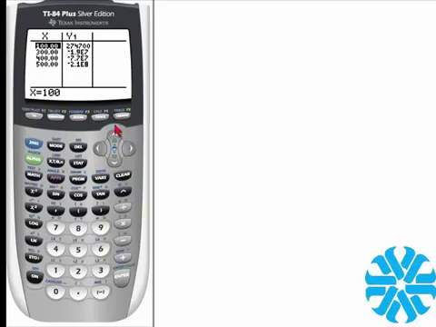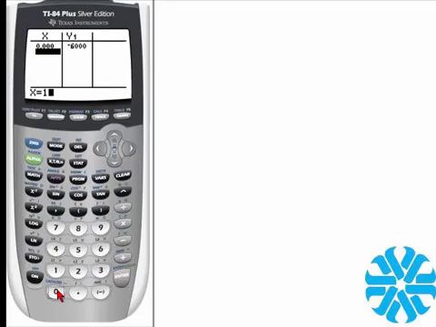Okay, so let's delete these values in the table, and let's start out with 0, and that's our y-intercept. When x is 0, y is negative 6,000, so that's where it crosses the y-axis. Okay, so let's start inputting some more values.